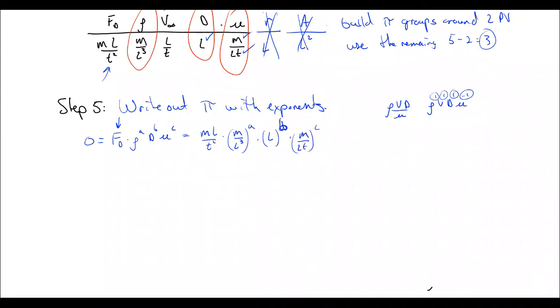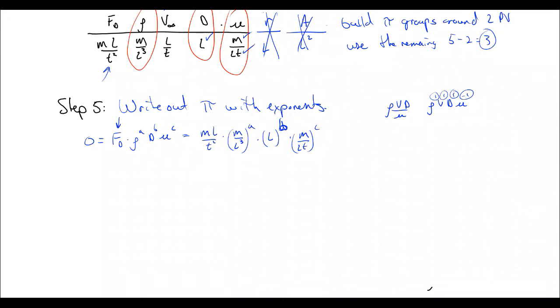Great. And now we're going to solve for the a, b, and c that result in all of these physical dimensions canceling out. Okay? And you'll note that we have 3 variables, a, b, and c. We have 3 physical dimensions, mass, length, time. And if you have 3 variables, you need 3 equations in order to solve for them. So we're going to end up with 3 equations.